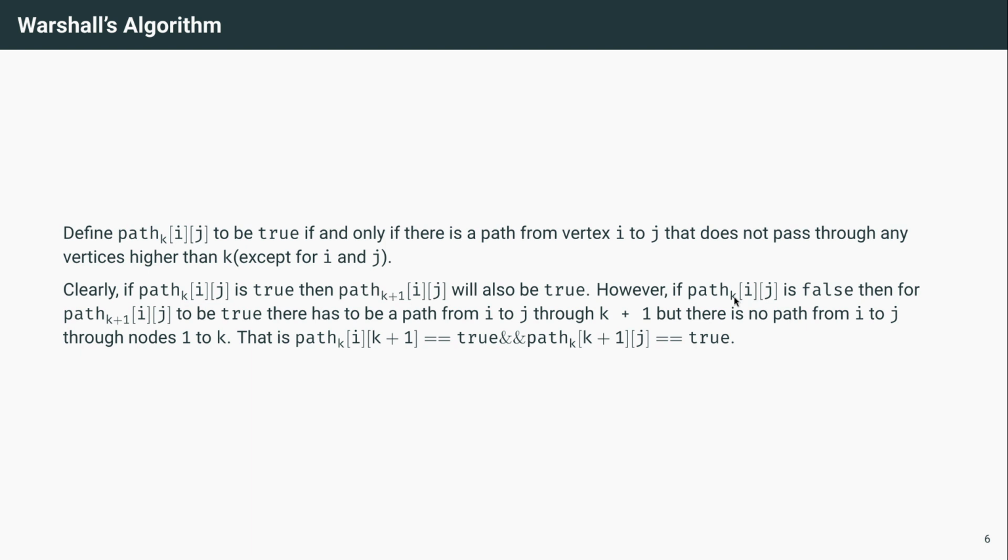However, if path k ij is false, then for path k plus 1 ij to be true, there has to be a path from I to j through k plus 1, but there should be no path from I to j through nodes 1 to k. This second condition implies that path k i k plus 1 is true, and path k plus 1 j is true. So either path k ij is true or this condition is true, then there exists a path k plus 1 ij. That is the entire summary of Warshall's algorithm.